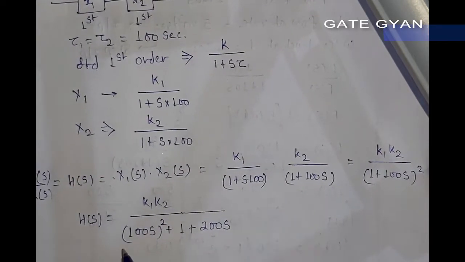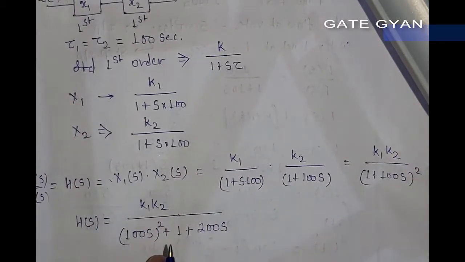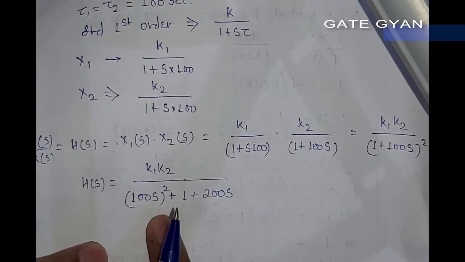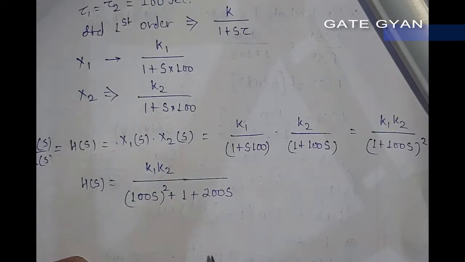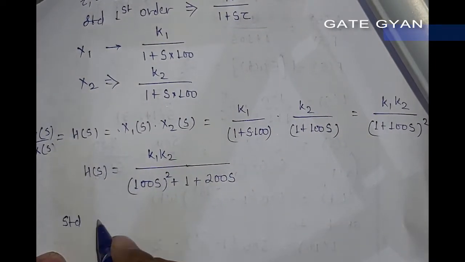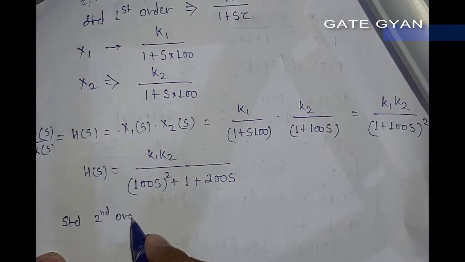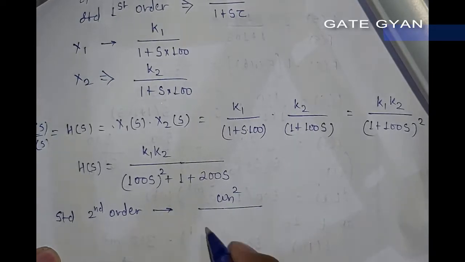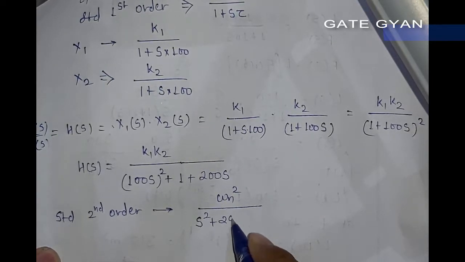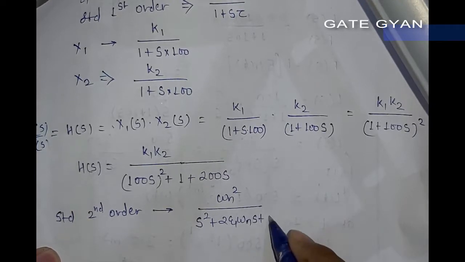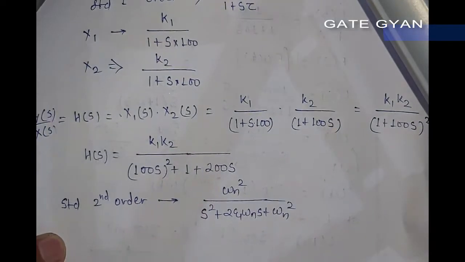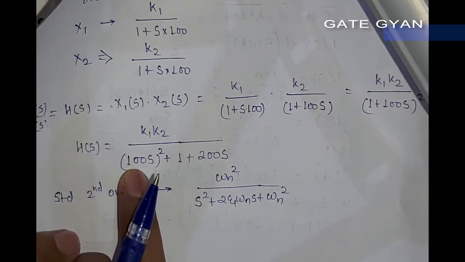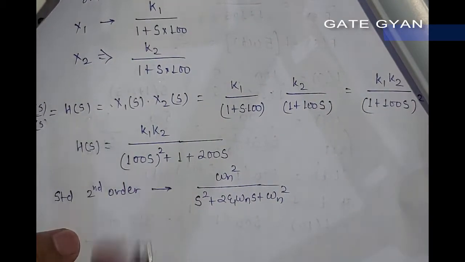Now comparing it with the standard second order system: as the maximum power in the denominator is s squared, it is a second order system. The standard second order system is given as omega n square divided by s square plus 2 zeta omega n s plus omega n square. First of all, we have to make the s square coefficient 1.